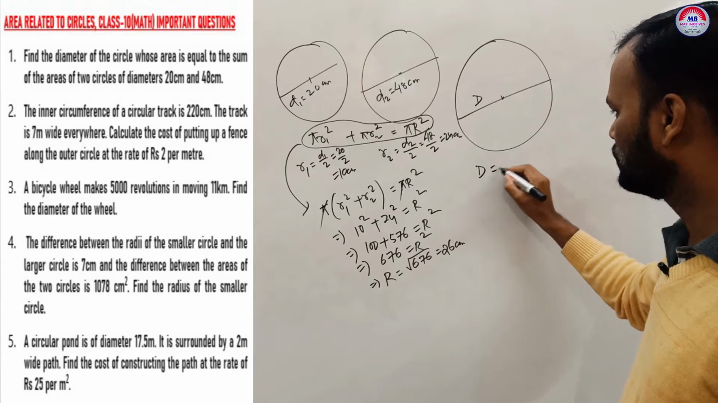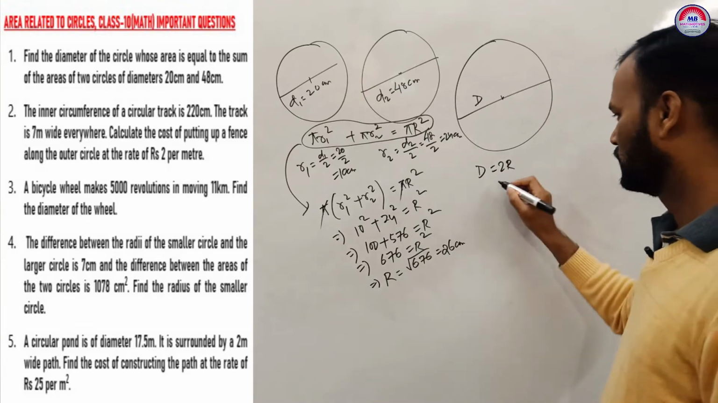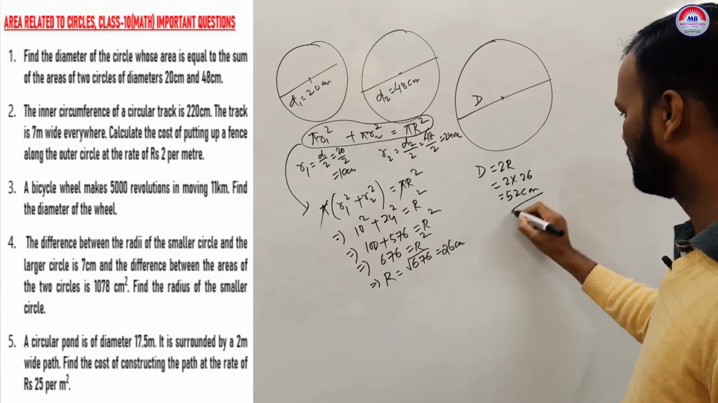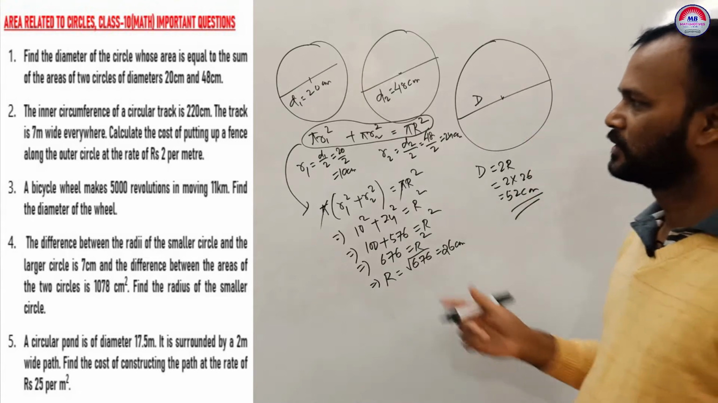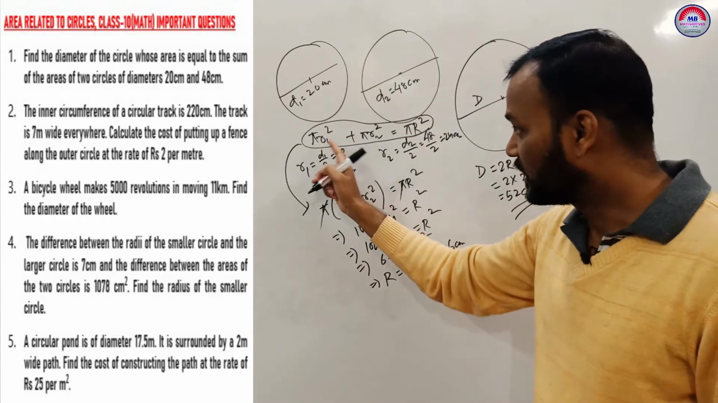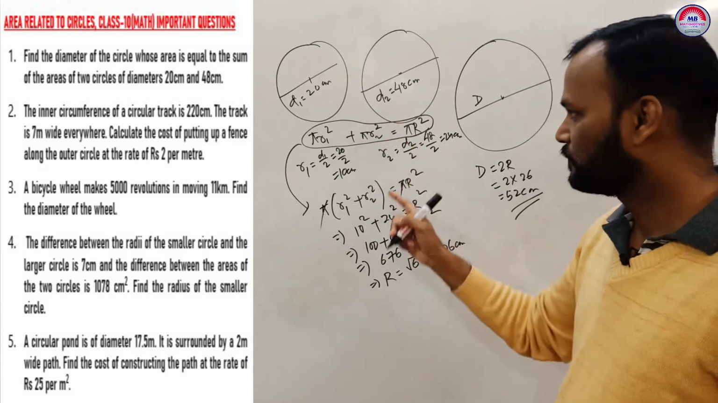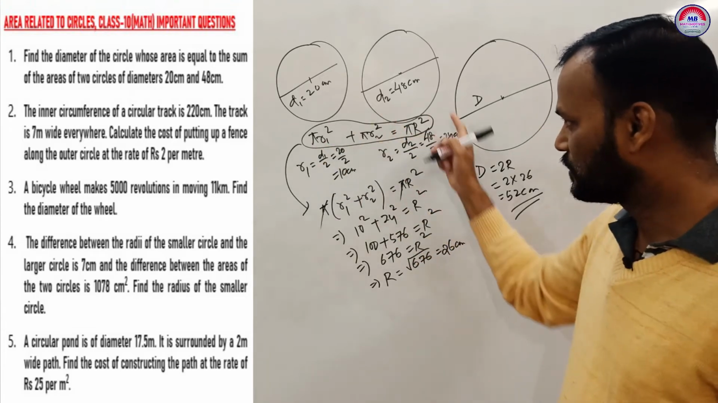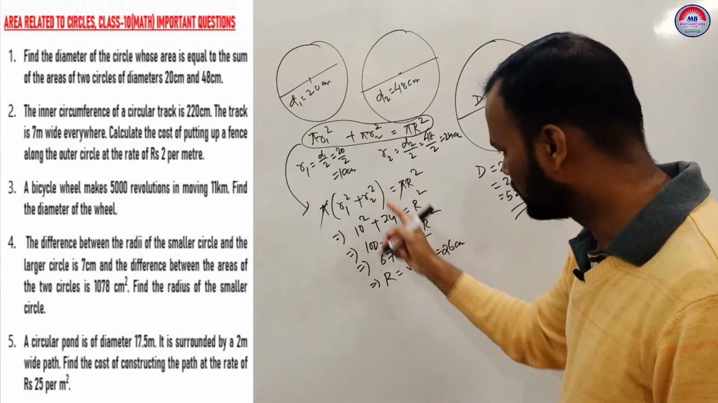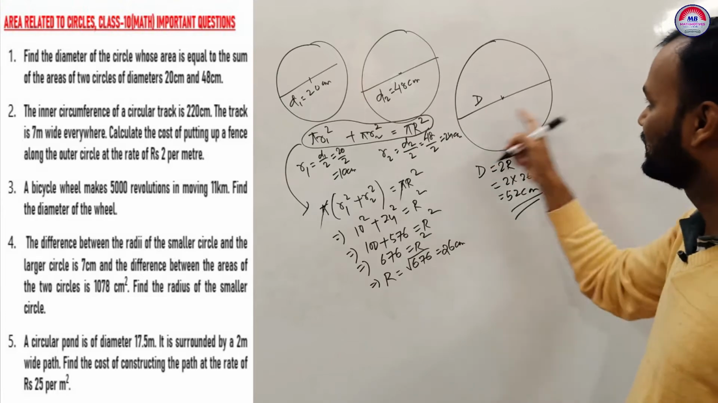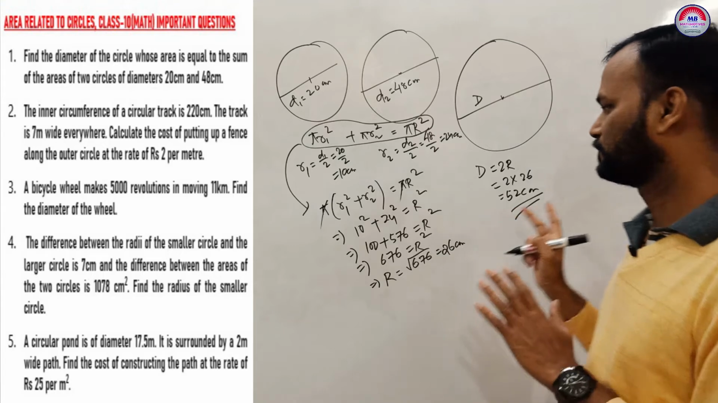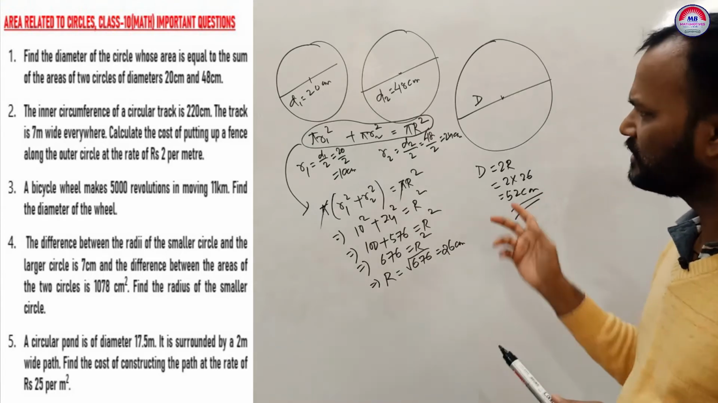So diameter is equal to 2 into radius, equal to 2 into 26, that is 52 centimeter, which is the diameter of the third circle. You see here, the first circle area is pi r1 square, plus pi r2 square for the second circle, and the sum of the areas is equal to the area of the third circle. Here we put the values of r1 and r2, find r, which is the radius of the third circle, and diameter is twice the radius. So this is the answer. This is very easy. Write it down.